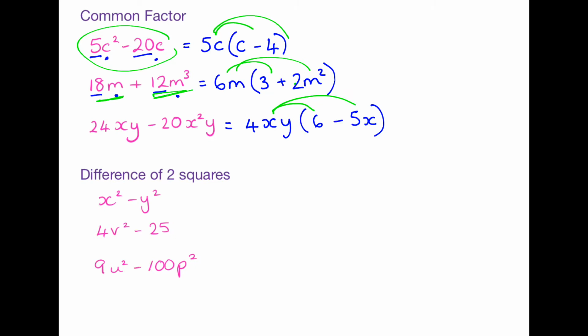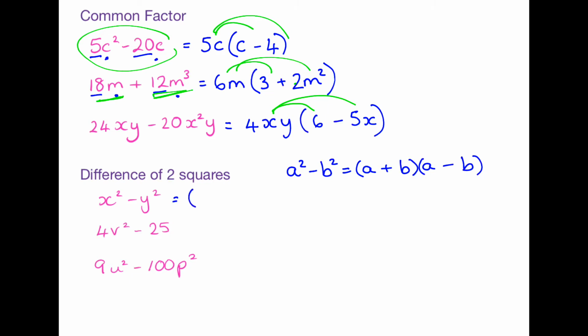Then switch your mind back to yesterday when we were doing a difference of two squares. So remember the rule is that if you've got a squared thing, take away a squared thing, whatever's squared to give you the first thing goes in the beginning of the brackets. Whatever's squared to give you the last thing goes in the end of the brackets, and you have a plus and a minus.